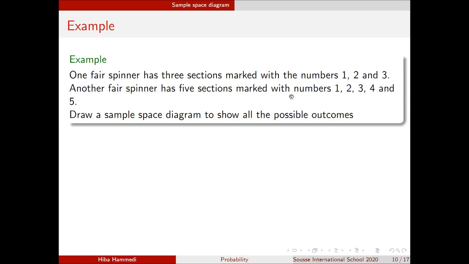Right? So the first thing they want us to do is draw a sample space diagram. To draw that, I just need to take, for example, on the y-axis, on this axis, all the possible outcomes for the first spinner. So this is for the first spinner. I have 1, 2, 3.